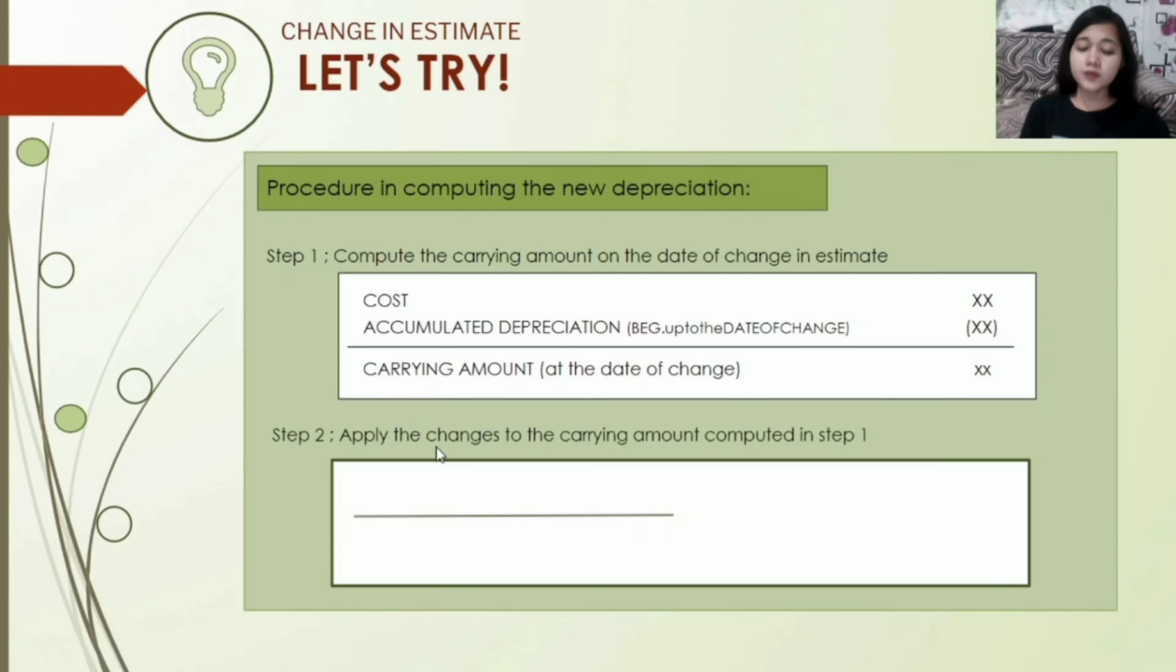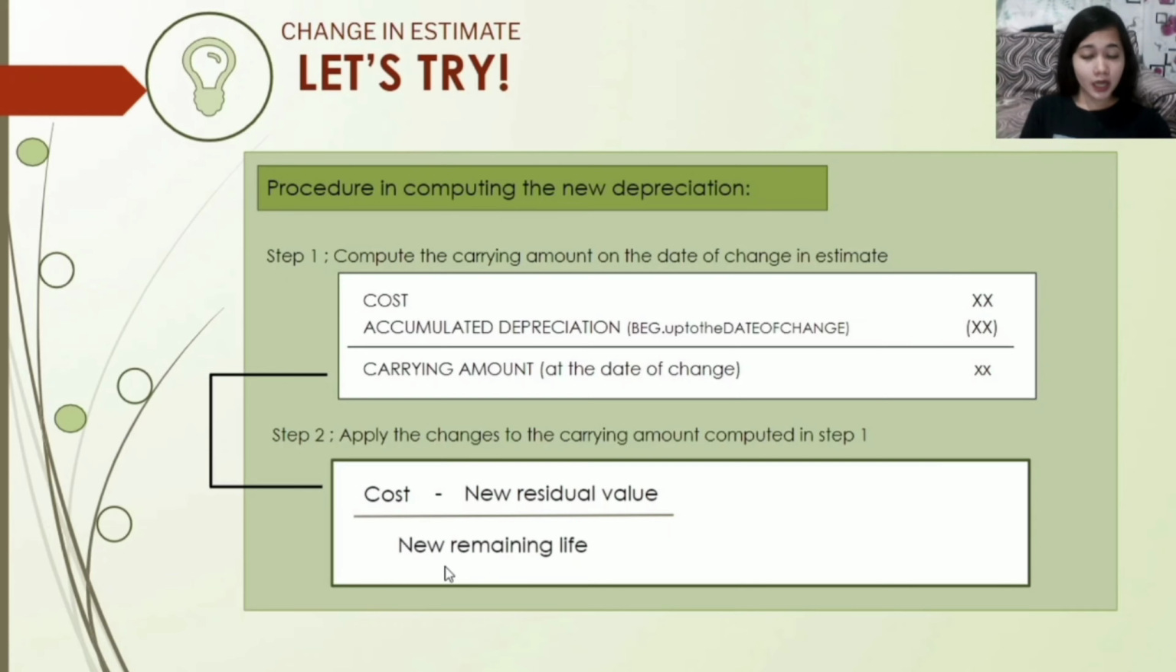And then, step 2, apply the changes to the carrying amount computed in step 1. Itong carrying amount na to, ito na yung magiging bago nating cost. Tapos, i-apply mo na rin kung nagbago yung residual value, apply mo rin kung nagbago yung life ng PPE. Then, makukuha na natin yung panibagong depreciation.